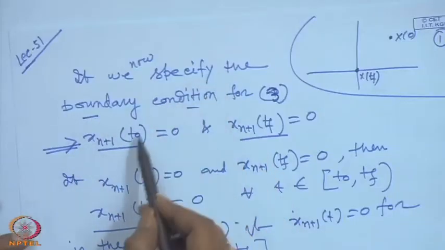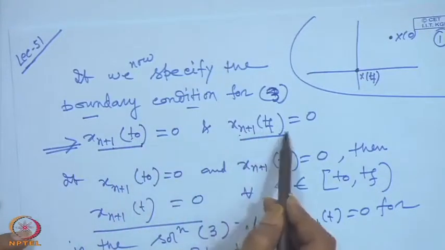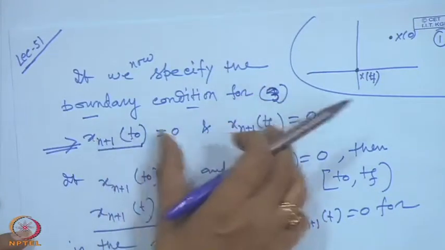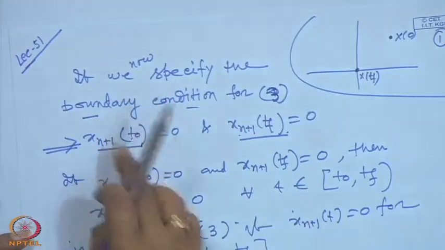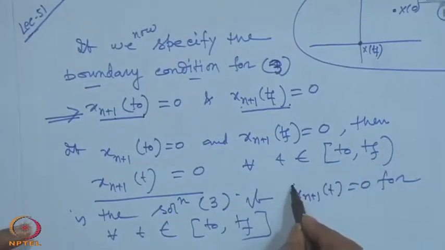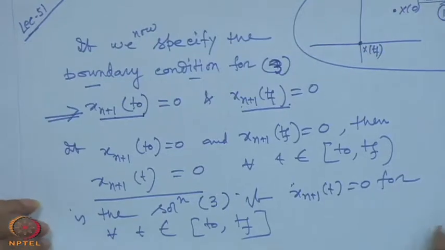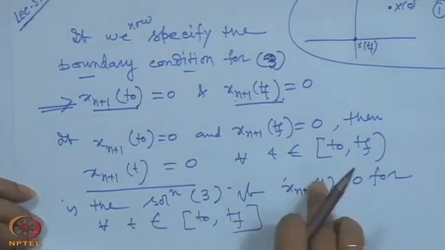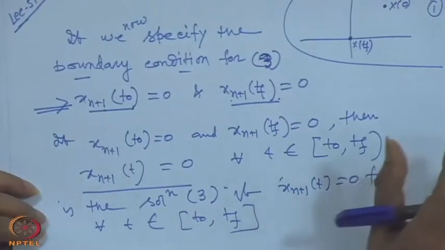And with this assumption, we specify the boundary conditions x n plus 1 of t 0 is 0 and x n plus 1 of t f is 0. With this boundary condition, x n plus 1 of t is 0 for all time, provided, when will it be 0? When the inequality constraint is satisfied. So, let us solve a problem of such type. That means, when there is a constraint on the input as well as a constraint on the state variables. So, example.